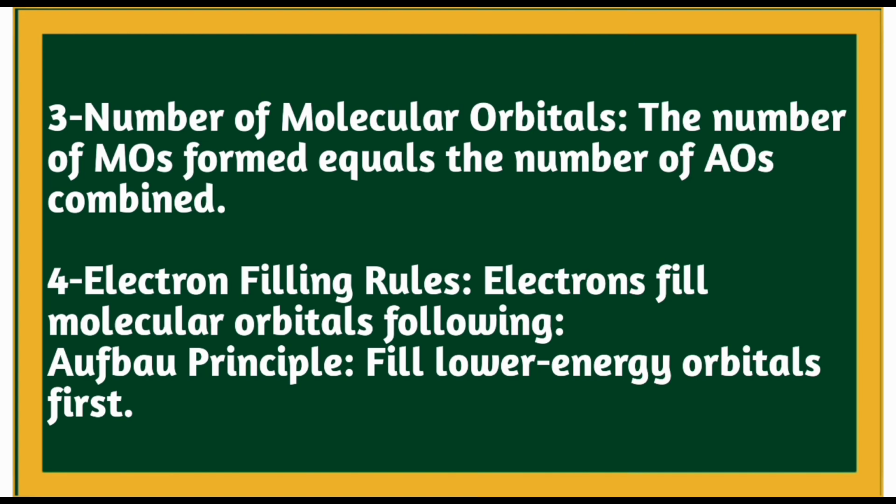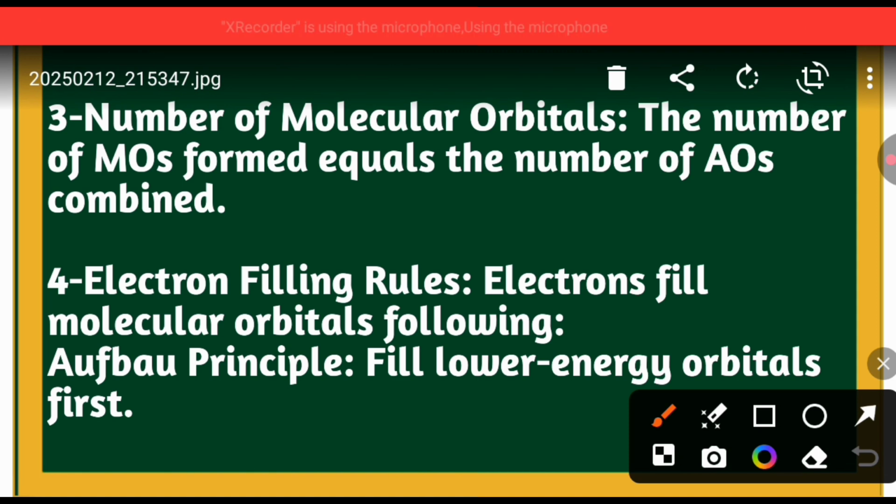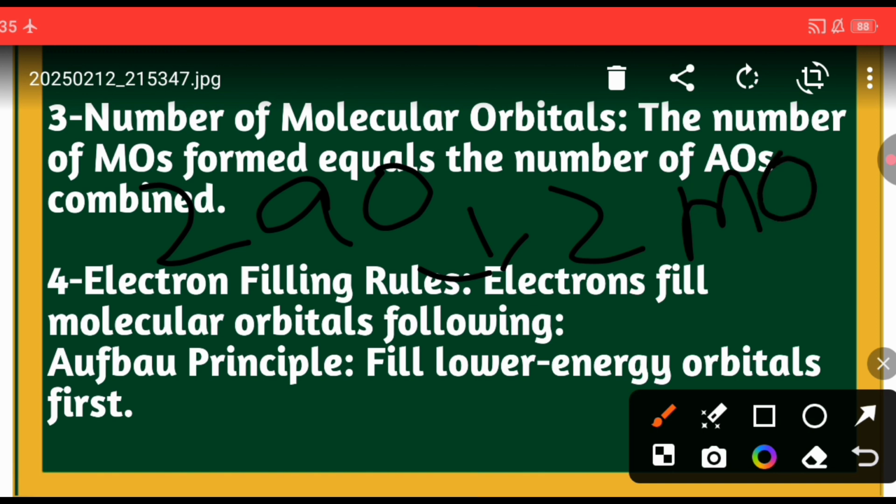Next, postulate number 3, number of molecular orbitals. We know that the number of molecular orbitals formed is equal to the number of atomic orbitals. So the atomic orbitals which are participating in the formation of molecular orbitals form an equal number of molecular orbitals, that is, 2 atomic orbitals form 2 molecular orbitals.